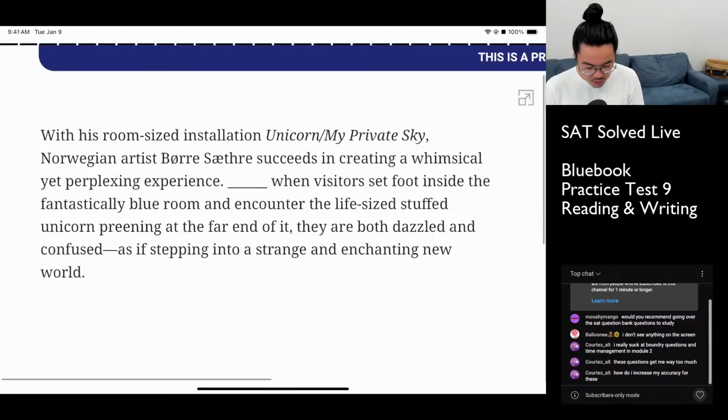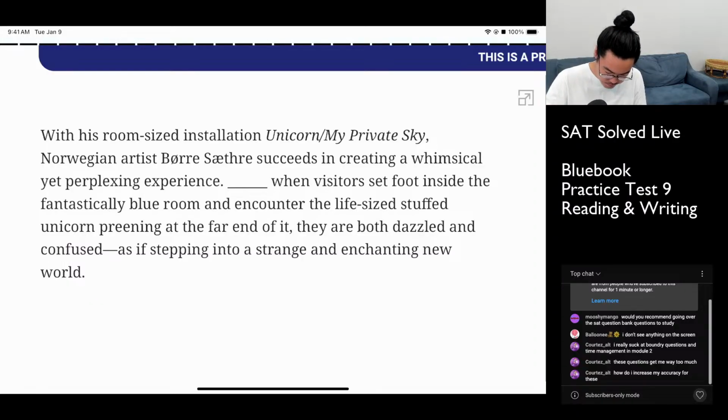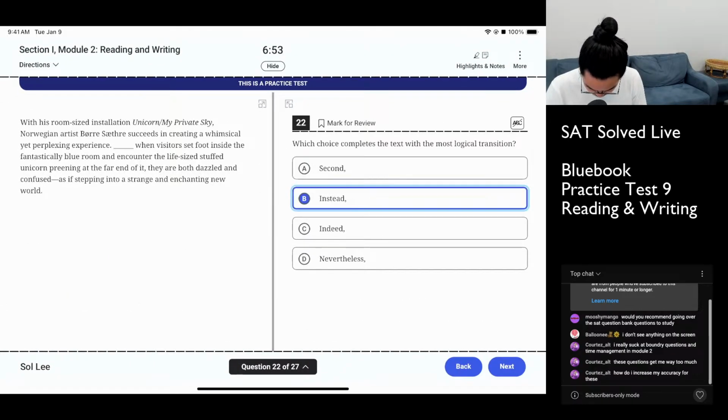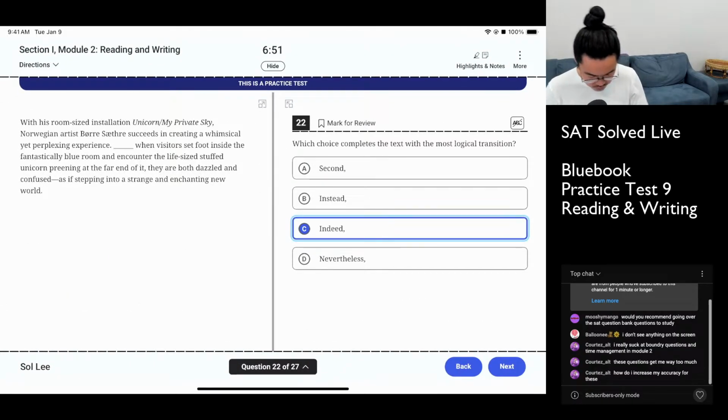Zooming back in to make predictions. With this installation, the artist succeeds in creating a whimsical yet perplexing experience. Specifically, when they set foot inside the room, they are dazzled and confused. Okay. Indeed is the closest thing to my prediction. Indeed, they are dazzled. Yeah, that is correct.